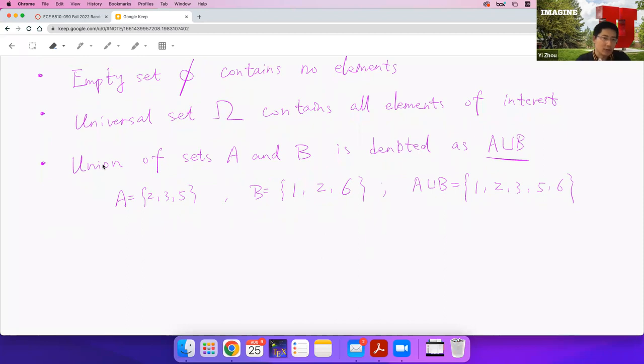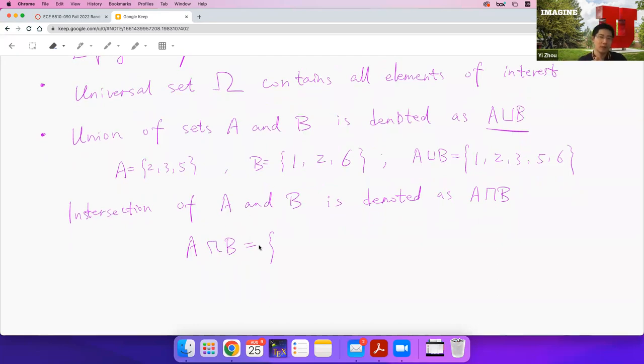On the other hand, this union mimics the addition of numbers, but they are very different. But you can intuitively understand it in this way. The other one is intersection. Similarly, from this example, we know A intersect B. Basically, you just find the common elements within these two sets. The common element is 2, right? 2 is here and here. So that's the intersection operation.